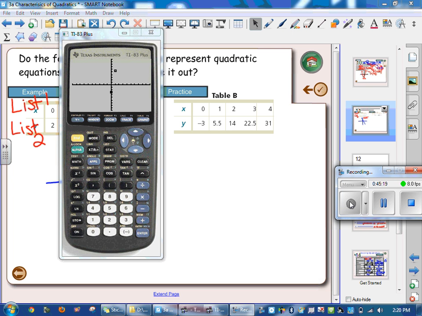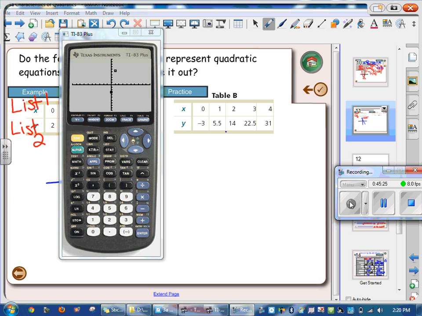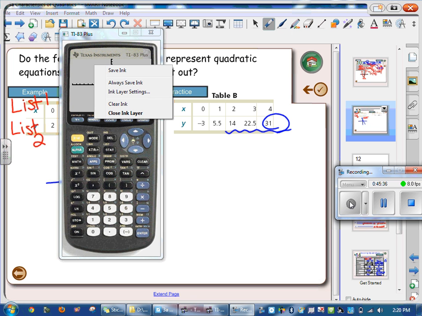So I need to go to my window, and I need to check the maximum number for my window here. So we're going to go to the Y maximum. So scroll down using your down arrow. Where Y maximum is, right now it's got a positive 10. We need to change that to a number that's larger than 31. So I'm going to hit 35 so that we can at least see that.